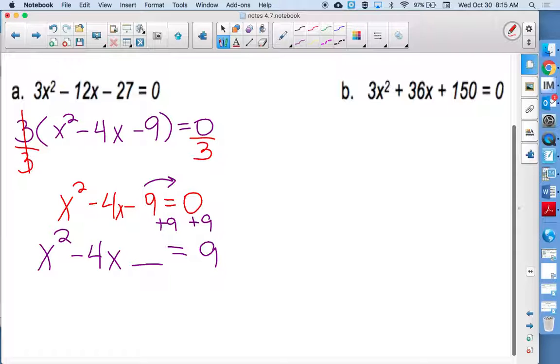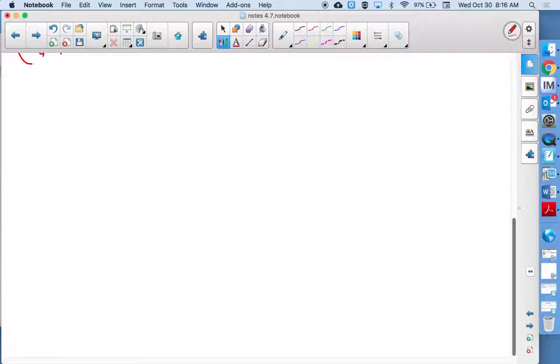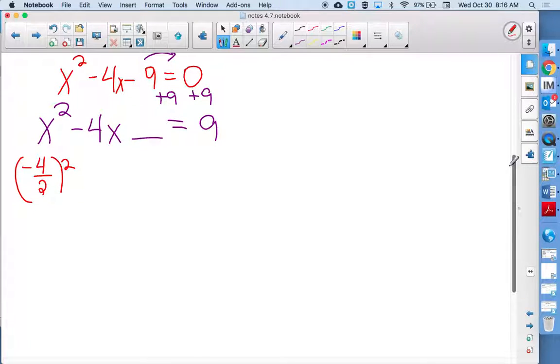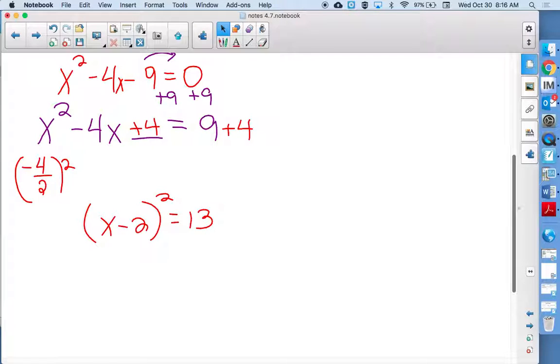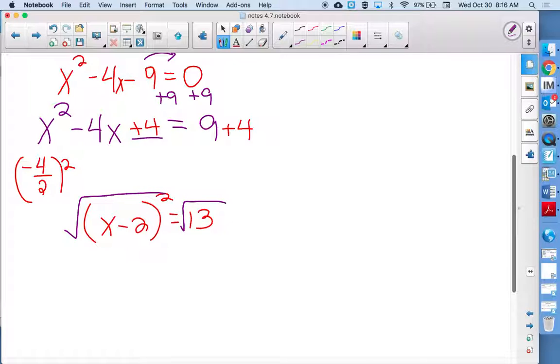So Peter, in the little blank here, we do negative 4 divided by 2 squared, and that gives you 4. And again, don't forget to add it on the other side. And then we factor it. So x squared minus 4x plus 4 is x minus 2 squared, and that's equal to 13. So 2, don't forget the plus or minus, and then the square root of 13.